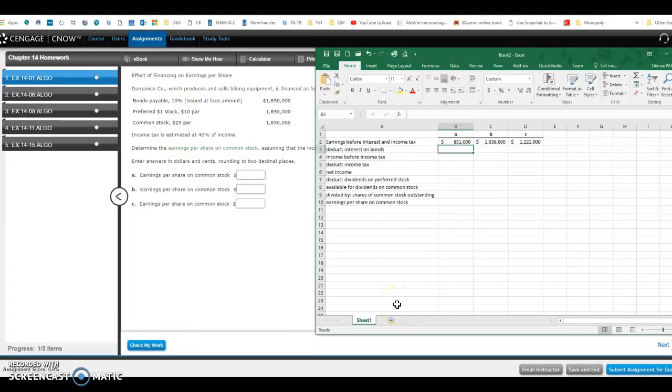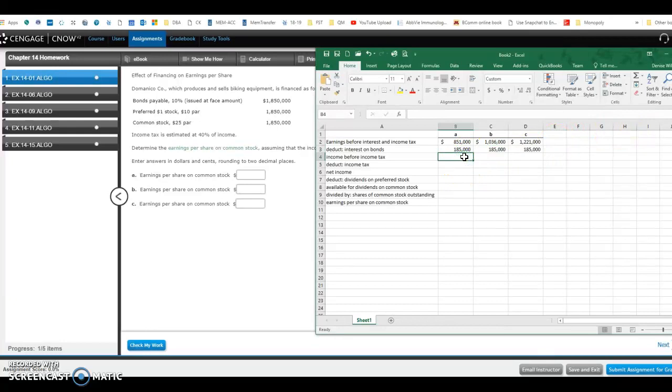It says that they are 10% bonds, so it's going to bring up a calculator, but I guess I don't need to since we're using Excel. The interest on the bonds is going to equal 10% times the amount of the bond, 1,850,000. Okay, there we go. This bond interest is not going to change regardless of the amount of income. It's not dependent on income. It will always be $185,000. So we can go ahead and copy that across.